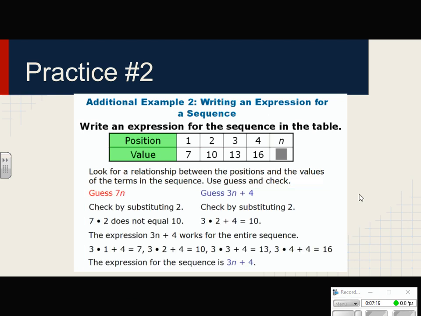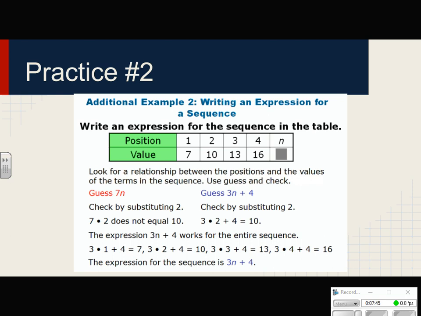Well, here's kind of how you can figure it out. The correct answer is in the blue. You can guess 3n plus 4. We already tried 7n, 7 times n, and we found that whatever position is of n, if you multiply by 7, it's not going to work every time. But if we took any of those positions, 1, 2, 3, or 4, and we multiplied it by 3, and then added up till we got to where we needed, which is 4, it works every time.